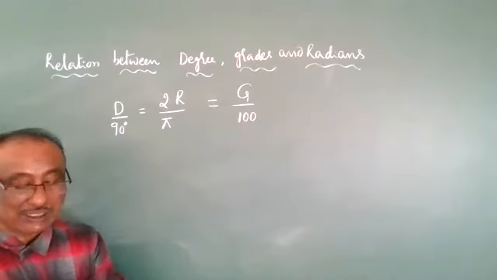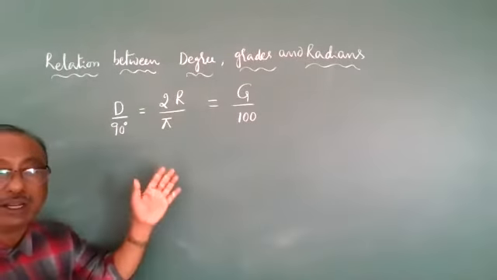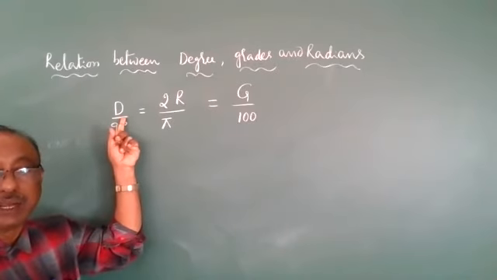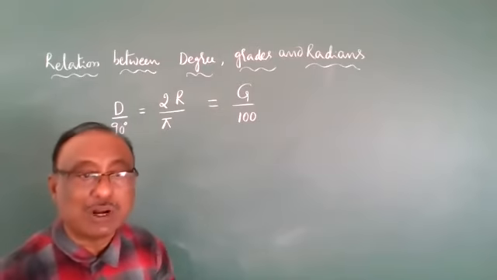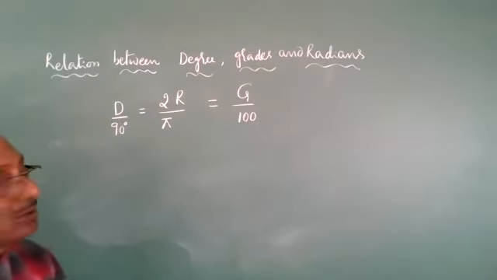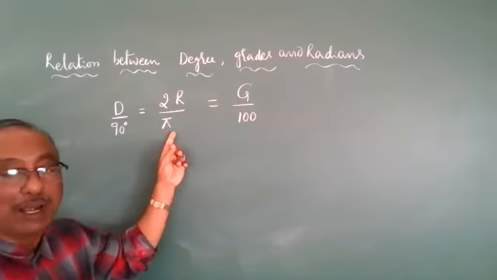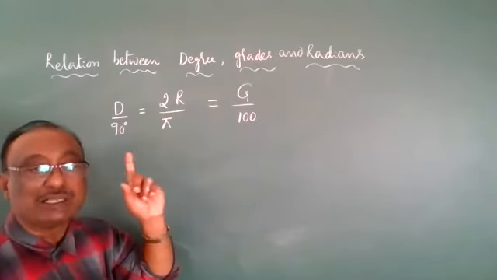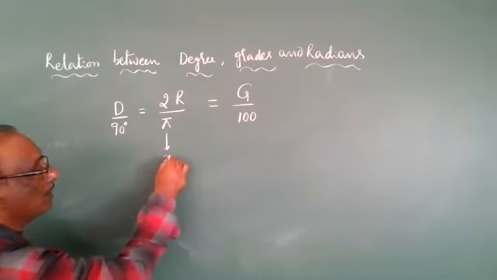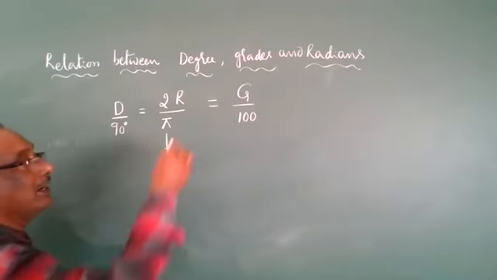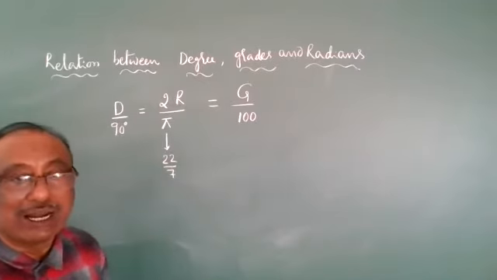Once again, the relation is the same, everyone. Degrees are divided into 90 equal parts, so D by 90 is equal to 2R by pi. Pi means here 22 by 7. Remember, pi is 22 by 7. And gradients are divided into 100 parts.